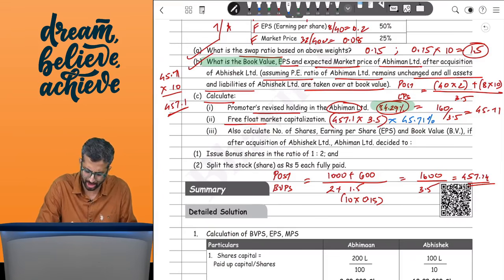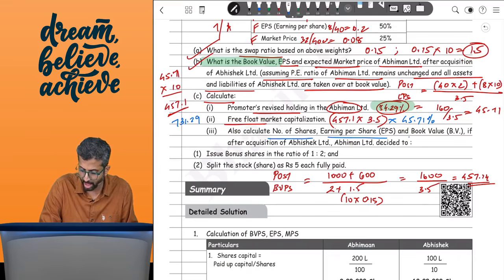There can also be alternative methods which will give you approximately the same answer, and also calculate the number of shares, earning per share and book value per share after acquisition of Abhishek if Abhiman has decided to issue bonus shares in the ratio of 1:2.